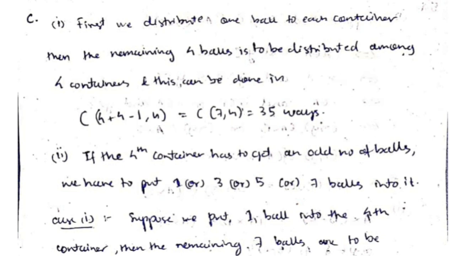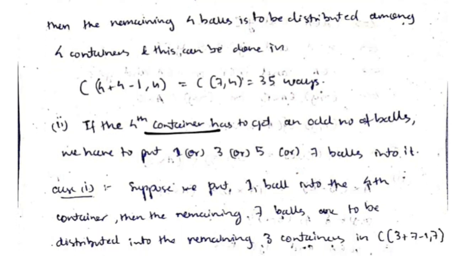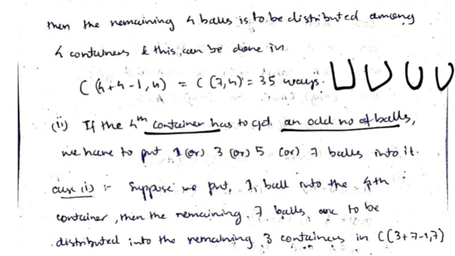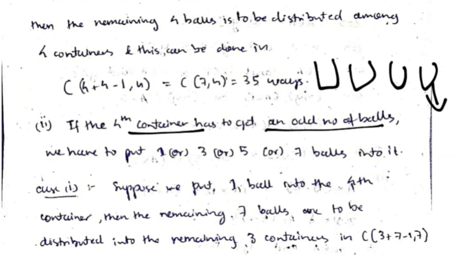The next part of the question is, if the 4th container has to get an odd number of balls. Okay, see here 4 containers are there. So this 4th container has to get an odd number of balls. So either it can get 1 ball or 3 balls or 5 balls or 7 balls. Okay, so 4 options are there.